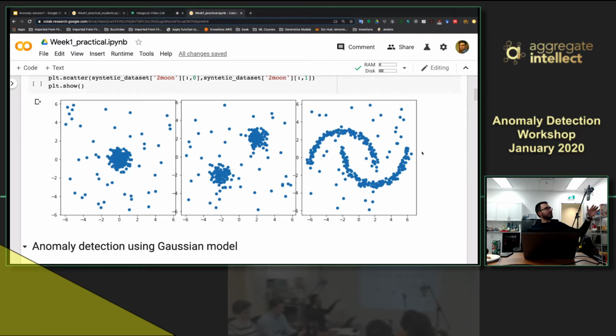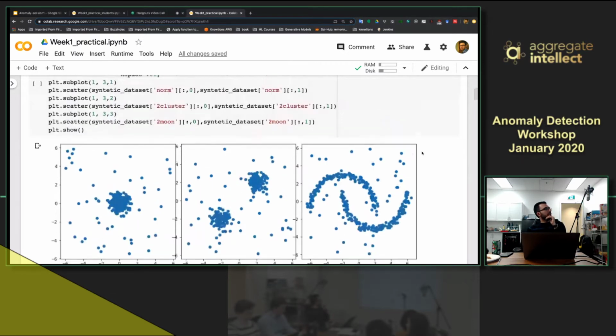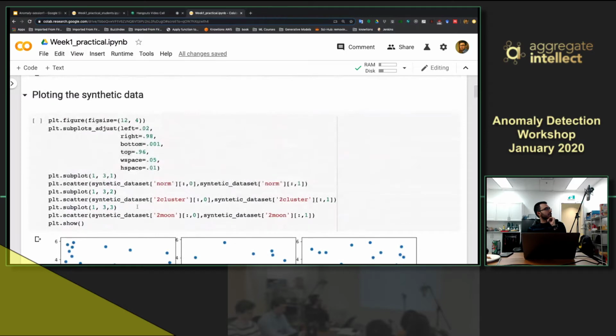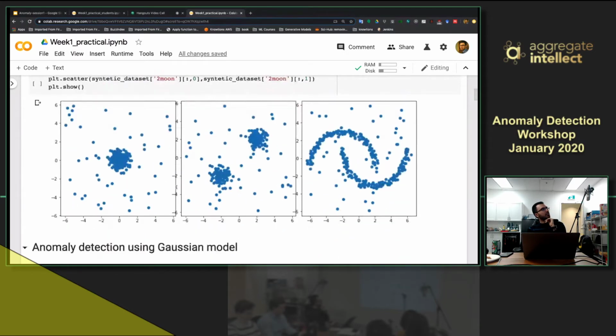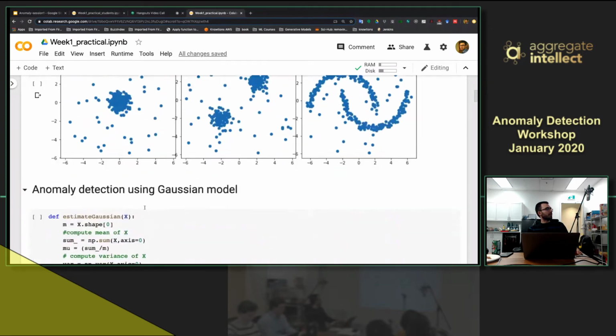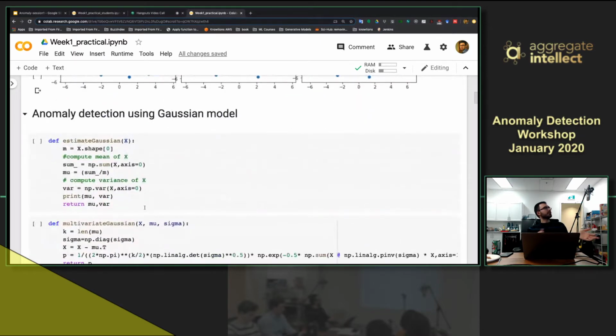So yeah, I was just trying to get familiar with all this data and how you can plot it, because we will do that lots of times, but we'll add more labels to all these points so we can actually see the difference between normal and not normal ones. So first thing first is going to be a Gaussian technique.